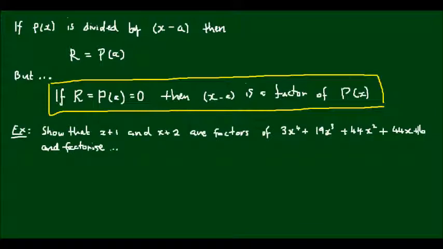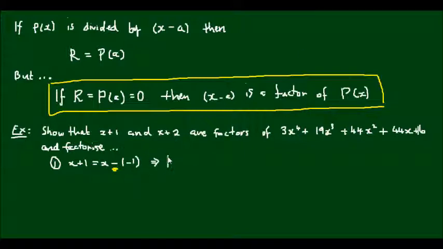Okay, so show that x plus 1 and x plus 2 are factors of 3x to the fourth plus 19x cubed plus 44x squared plus 44x plus 16, and factorize. First of all, it's important to write x plus 1 as x minus negative 1. We definitely need the operator between the x and the constant to be a minus.